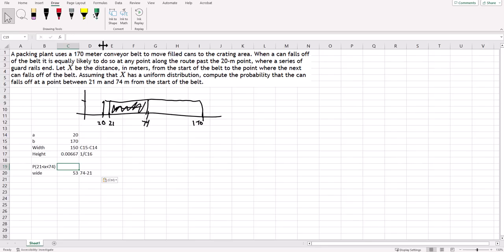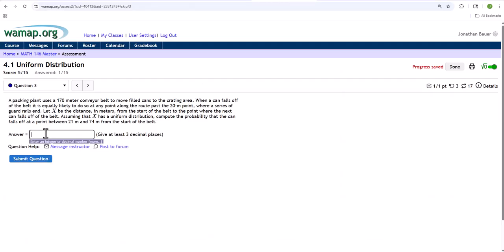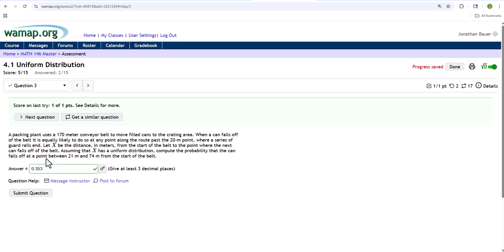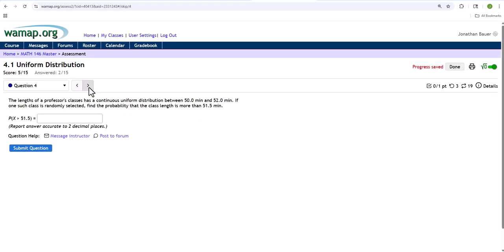And so the area of it is going to be this width here multiplied by the height here. And so the probability then is this one times this one. And I'm just letting Excel do all the work. And we needed to round this to, I think it was 3 decimal places. So 0.353 is looking like my final answer here. 0.353. Okay, so a little bit of work there.